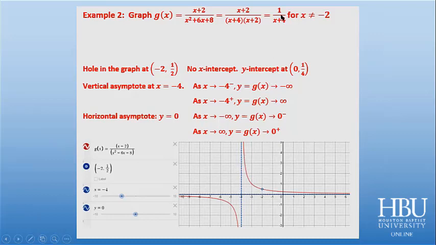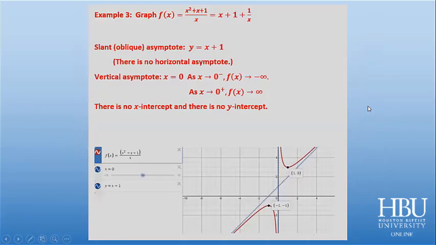The degree of the numerator is less than the degree of the denominator. So there is a horizontal asymptote at y equals 0. In other words, the x-axis is my horizontal asymptote. As x approaches minus infinity, g of x is approaching 0 from below over here. And as x approaches infinity, g of x is approaching 0 from above. So I have these two branches of the graph of g of x.